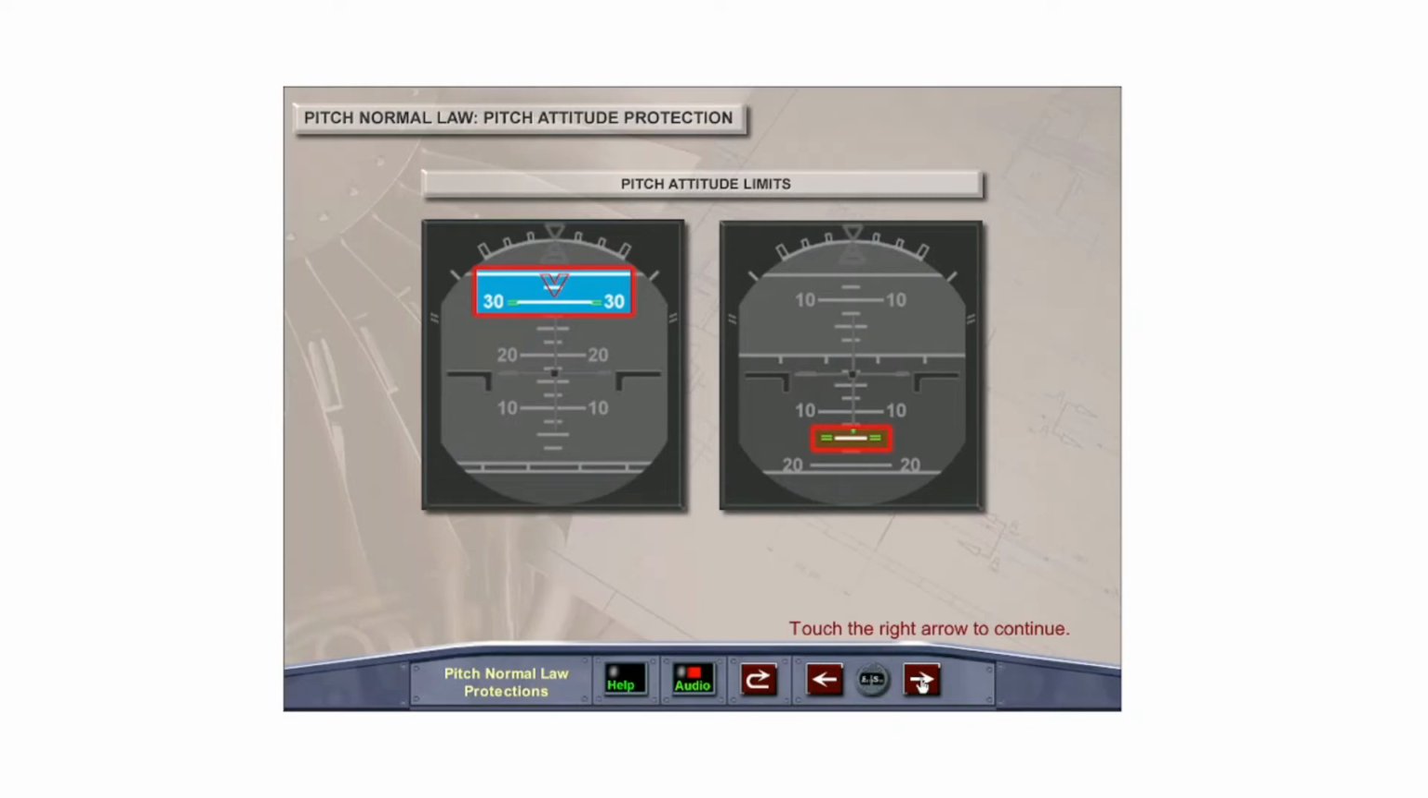Pitch attitude limits are displayed on the PFD as small green horizontal bars. As well, a large red arrow pointing downward is displayed at the nose-up limit. The flight director bars disappear from the PFD when pitch attitude exceeds 25 degrees nose up or 13 degrees nose down.